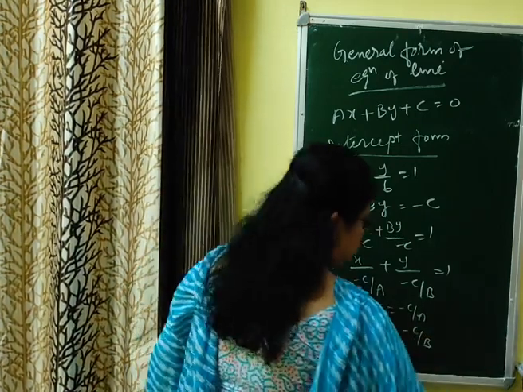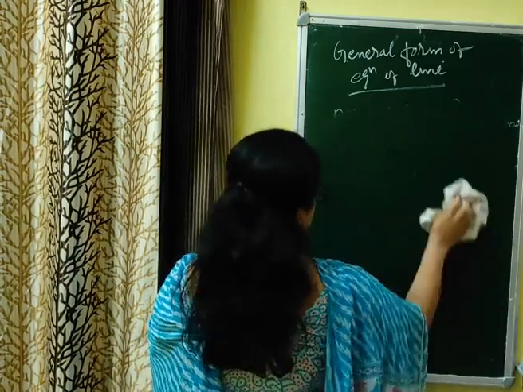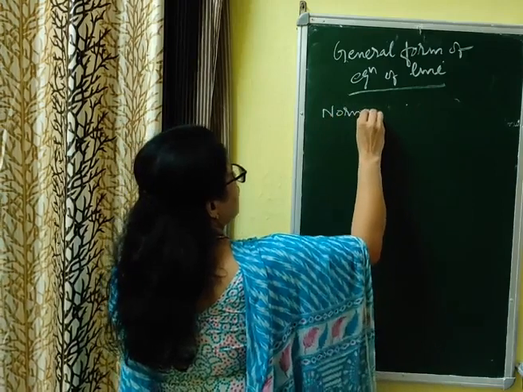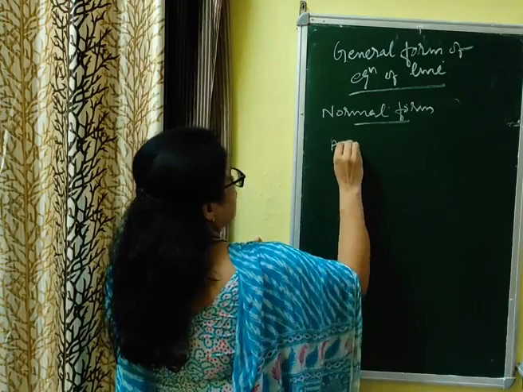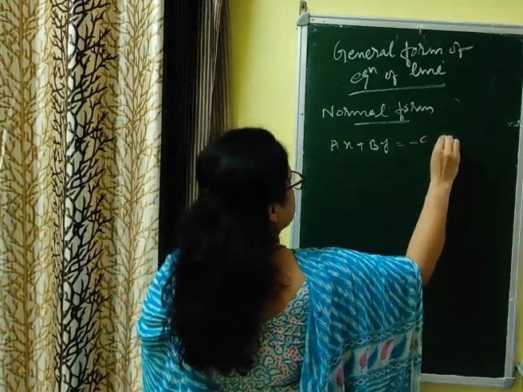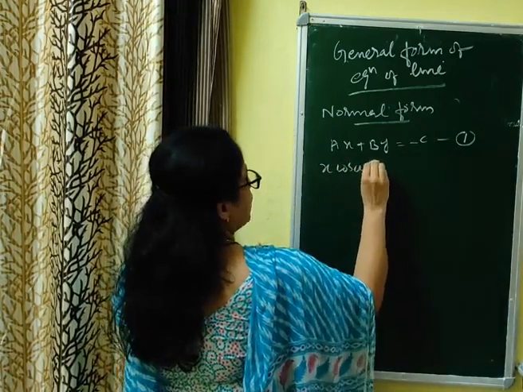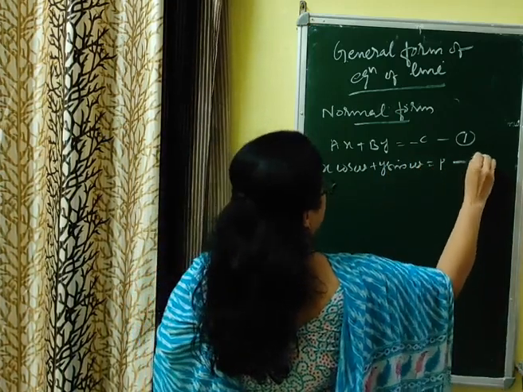In this way, you can change general form into intercept form. Third one is normal form. How will we change to normal form? First one is again general form, ax plus by plus c equals 0, that is minus c, and normal form is x cos omega plus y sin omega is equal to p, that is equation number 2.